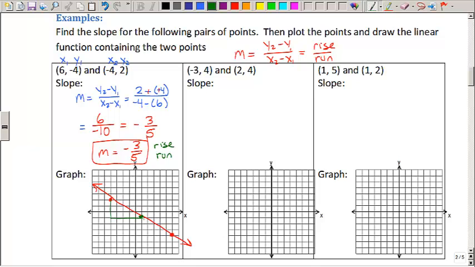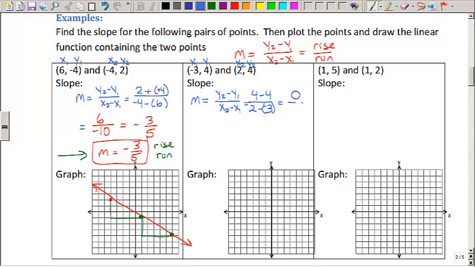Let's do it again. If I rise -3, which means go down 3, and I run 5, I end up right where my point is. So is this a correct slope? Yes, it is. I can see that by the graph. Again, I'm going to label my x1, y1 and x2, y2. My slope is y2 minus y1 over x2 minus x1, or 4 minus 4 over 2 minus a -3.